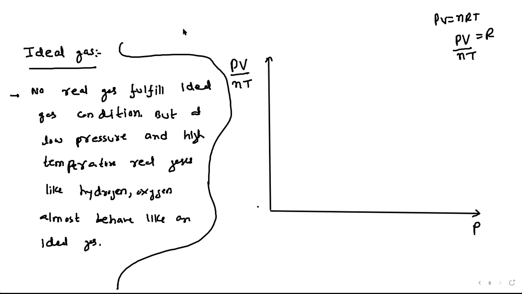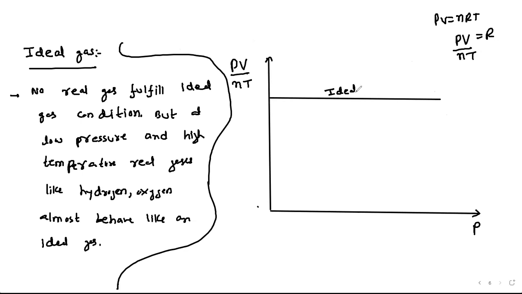Sir, is it a straight line? Straight line parallel to which axis? Sir, x-axis. X-axis. Noor, what do you say? The same thing for an ideal gas. Yeah. It's because PV by nT is a constant, right? If you keep on changing P, this R will not change. So for an ideal gas, this graph should be a straight line. This is for an ideal gas.